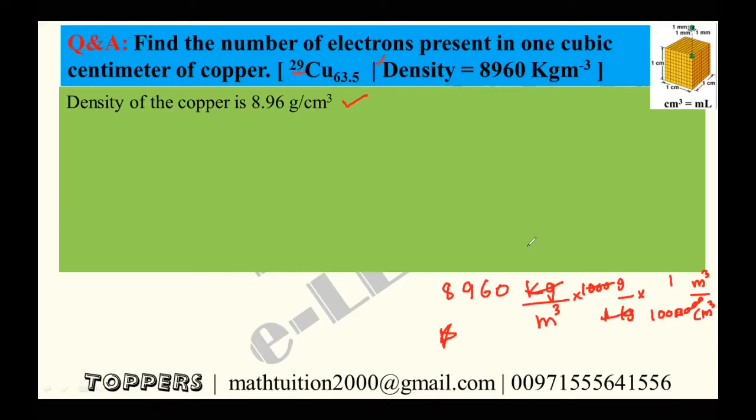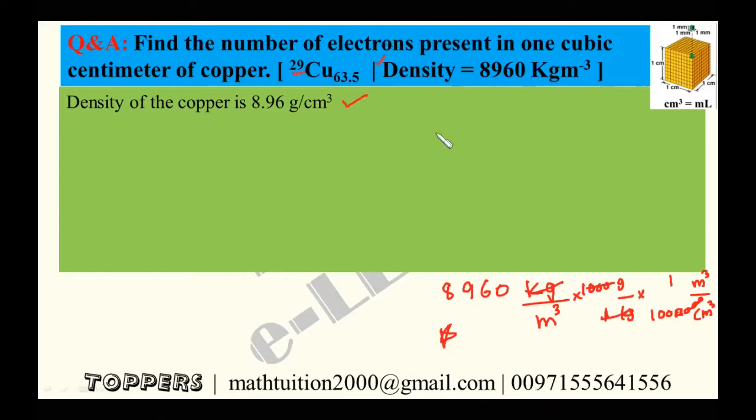To find how many atoms, we have to find how many moles are there. To find how many moles, we have to know the given mass in gram, right? Given mass in gram divided by molar mass will give you the number of moles. Number of moles multiplied by Avogadro number will give you the total number of particles, molecules or atoms. Here you have atoms, right?